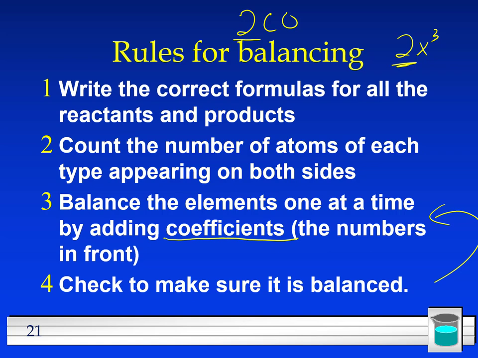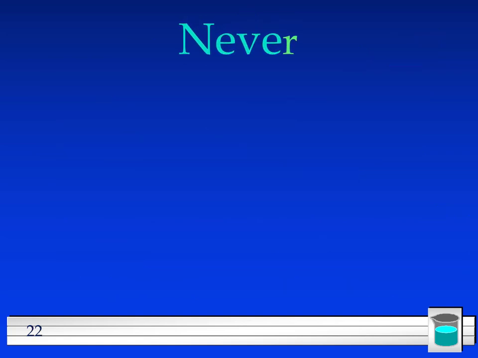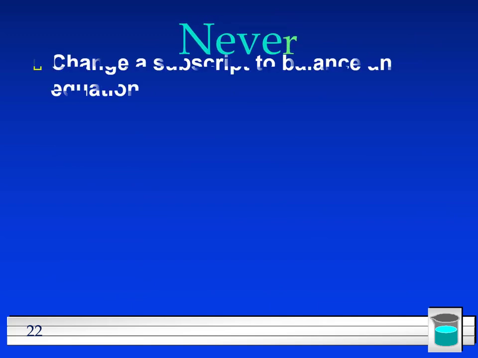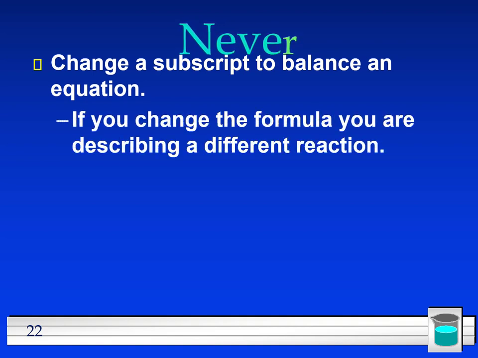The mistakes that people make at the beginning, and it's hard to break them of this habit, so never change the subscript to balance an equation. Because you may have a balanced equation, but it's not the reaction we're talking about. It's not solving the problem.